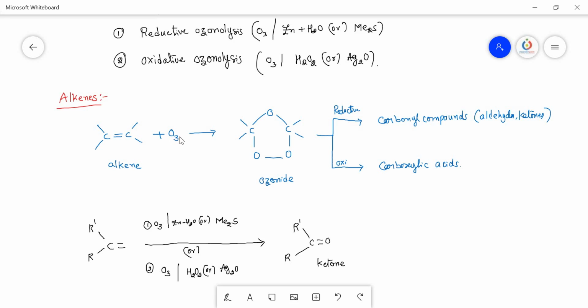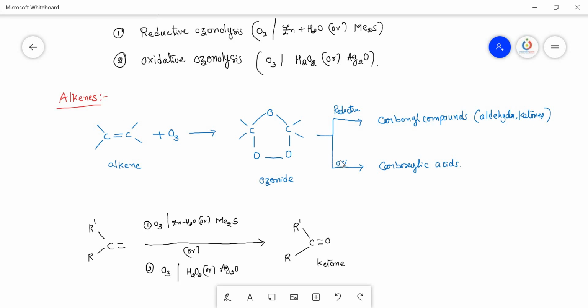When it is subjected to ozone, it forms a 5-membered ring called the ozonide. Here you need to break this double bond, put one oxygen here and two oxygens here, and connect all these through carbon atoms. When this ozonide is subjected to reductive ozonolysis, you just add the zinc H2O or dimethyl sulfide here, then you will get the carbonyl compounds. That means it may be an aldehyde or ketone depending on the type of alkene molecule we select here.